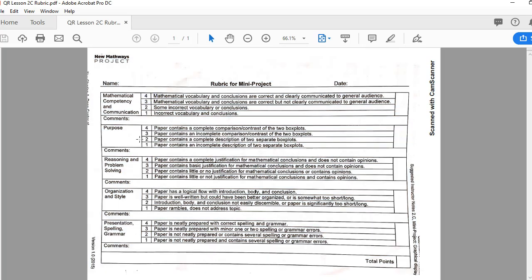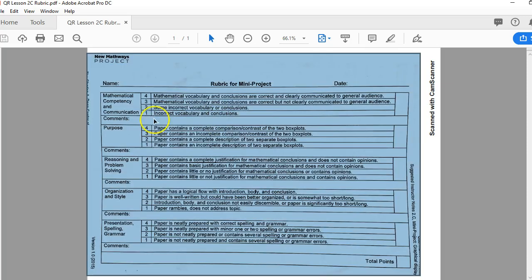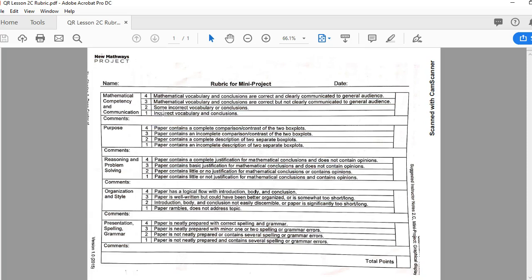Like the first one, mathematical vocabulary and conclusions are correct and clearly communicated to a general audience. You're going to have to explain so that somebody who's not even looking at these box plots would know what you're talking about. A 1 would be incorrect vocabulary and conclusions. That's what you don't want. For the purpose, you need to write it as a 4: the paper contains a complete comparison and contrast of the 2 box plots. You don't want a 1: the paper contains an incomplete description of the 2 separate box plots.